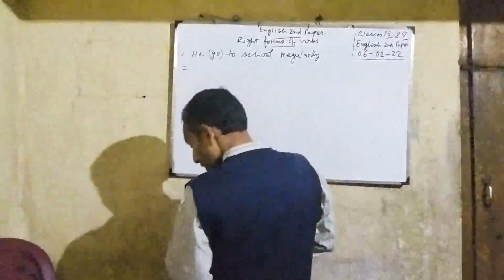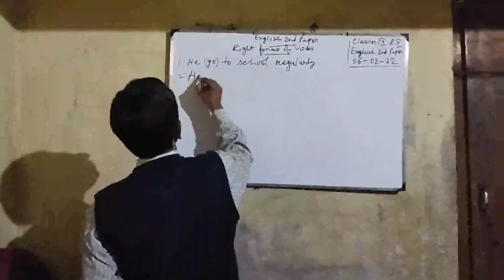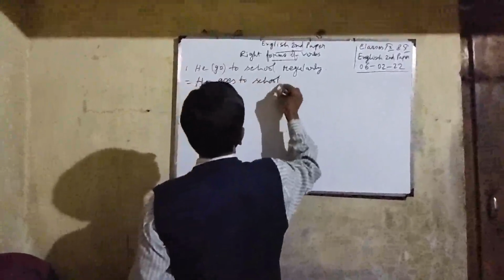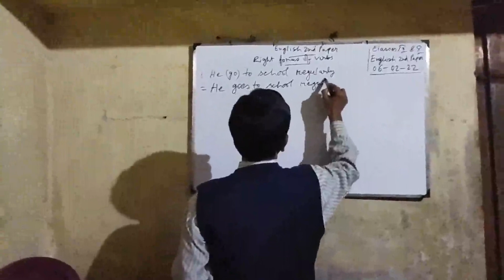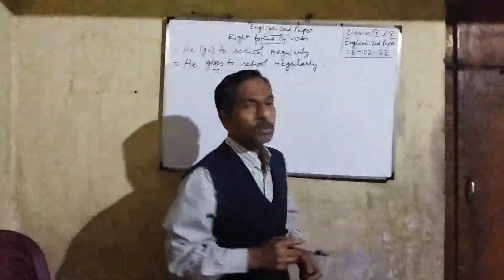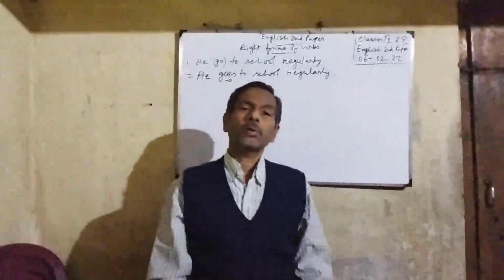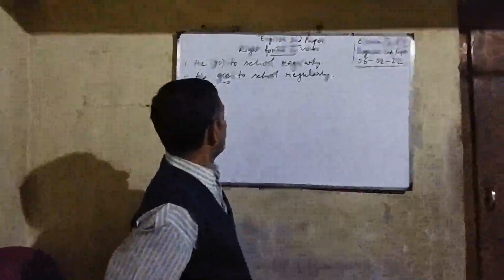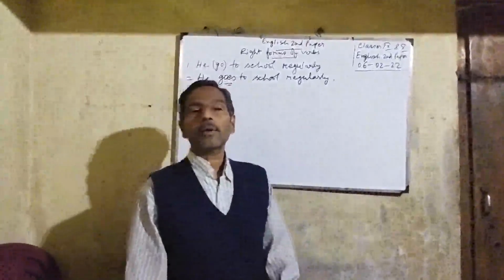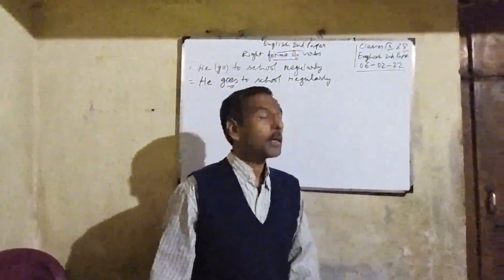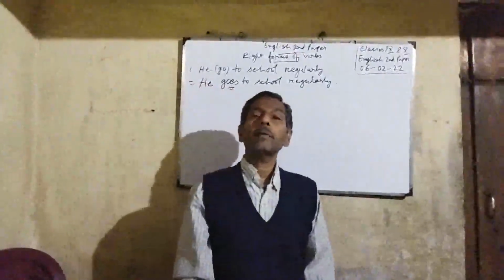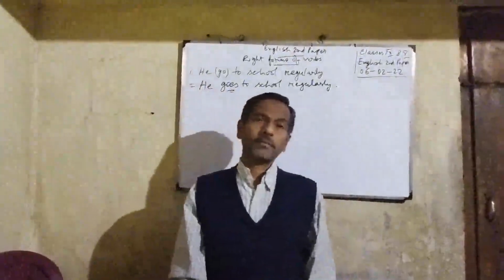So we will write: he goes to school regularly. Here we have written goes, that is, we have added es with go, because we write s or es with any verb if the subject is in third person singular number and if the sentence is present indefinite tense.